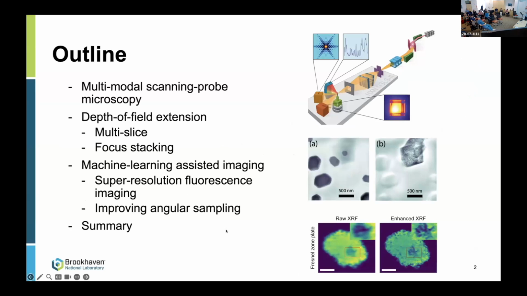This is the outline of my talk. I'll start with a brief introduction to the multimodal scanning probe microscopy, and then I'll show two attempts to solve challenges in coherent X-ray imaging. One is how to extend the depth of field. The other one is how to enhance a fluorescence image quality close to the ptychography images.